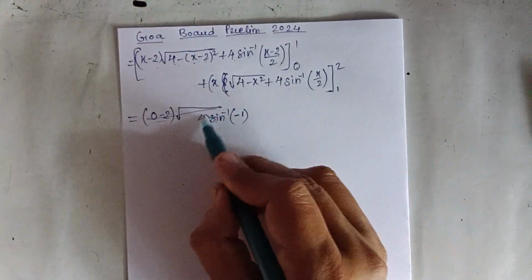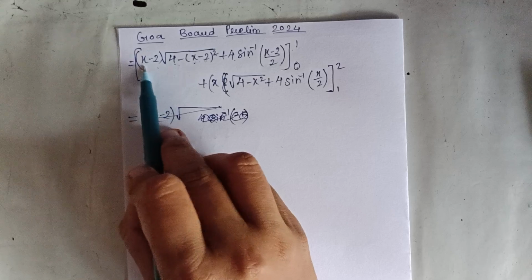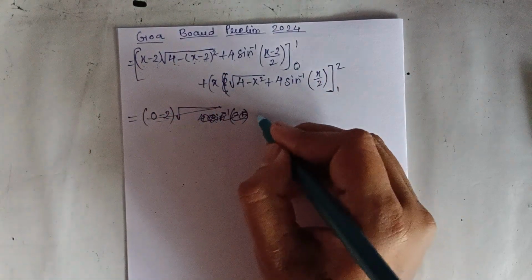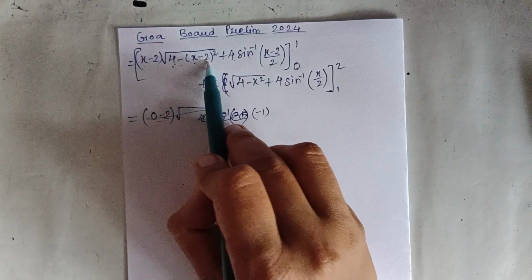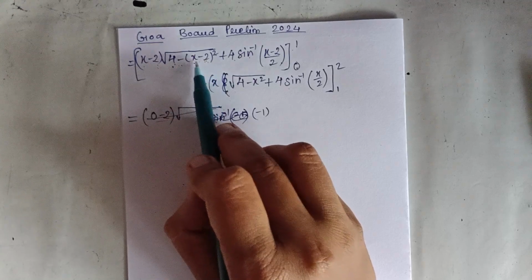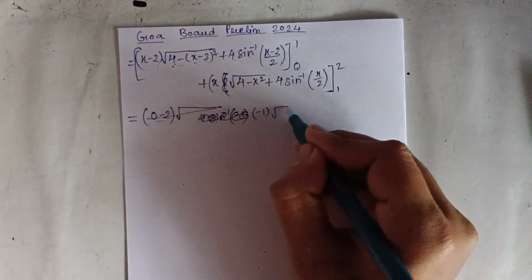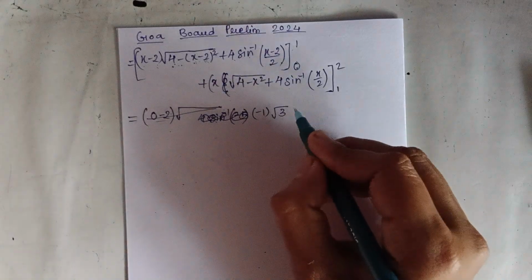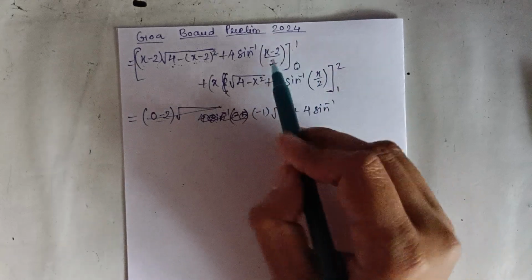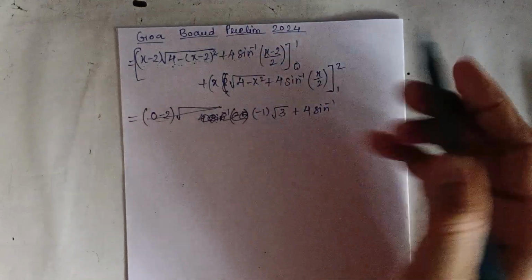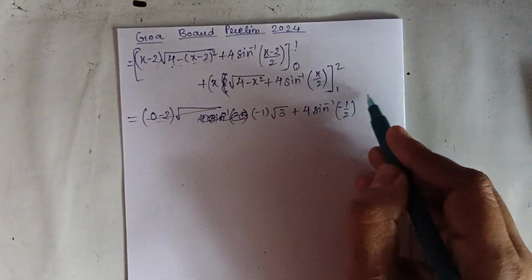B minus C we have to do. Now first we have to put 1. So this is 1 minus 2, which is minus 1. 4 minus (1 minus 2), 1 minus 2 is minus 1. Minus 1 square is 1. 4 minus 1 is root 3. Okay. Plus 4 sine inverse of (1 minus 2), which is minus 1. Sine inverse of minus half. This is for 1.